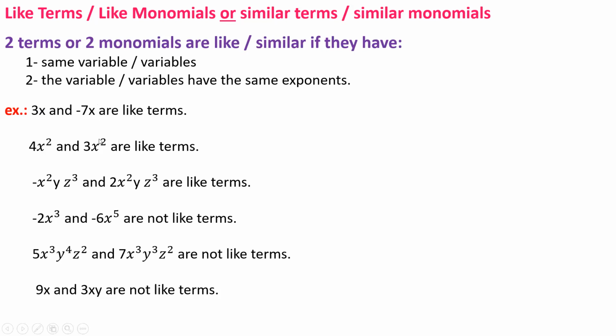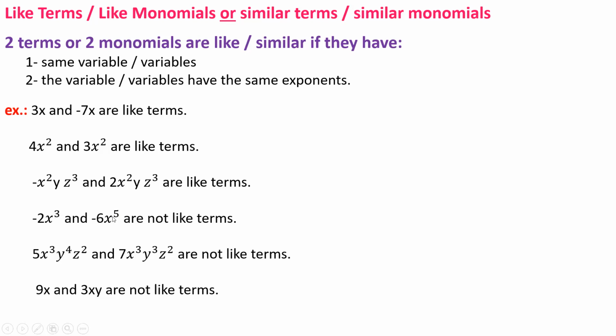4x squared and 3x squared. Also, here I have x squared, here I have x squared, so my terms are like. Minus x squared yz cubed, 2x squared yz cubed. Here we have x squared in the first and in the second, y in the first, y in the second, z cubed in the first, z cubed in the second, so my terms are like.